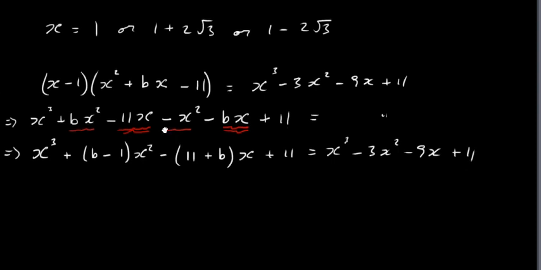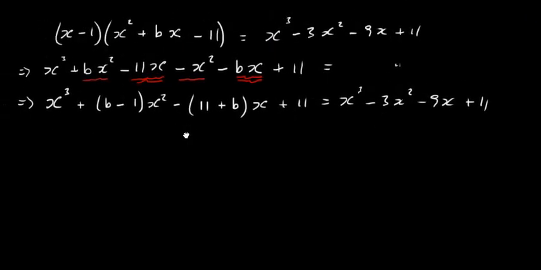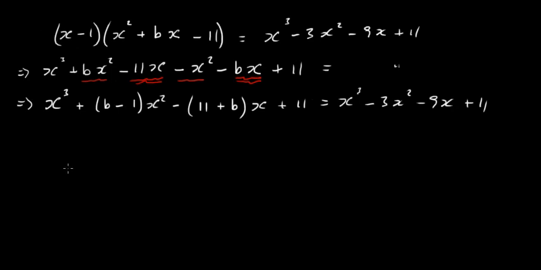Now if we look at the coefficients of our variables here. So the coefficient of the x cubed is the same here. We've got a 1 here and we've got a 1 here, so that's fine. We can see here the coefficient of the x squared. What have I ended up with here? I've ended up with b minus 1 should be equal to minus 3. Because this is plus here, this is minus, so we've got to take the signs into account as well. So if we solve this here, we end up with b is equal to minus 2.